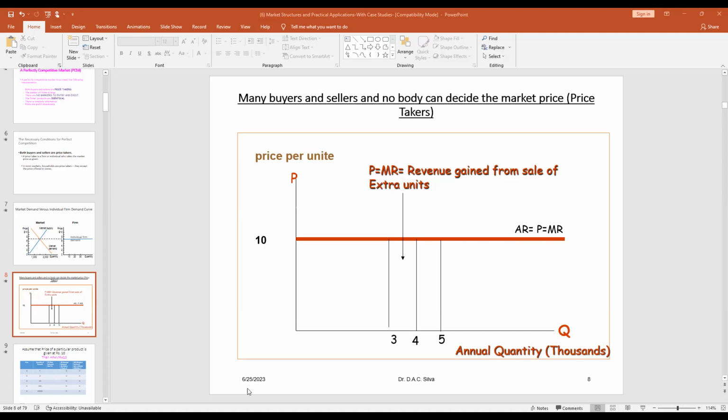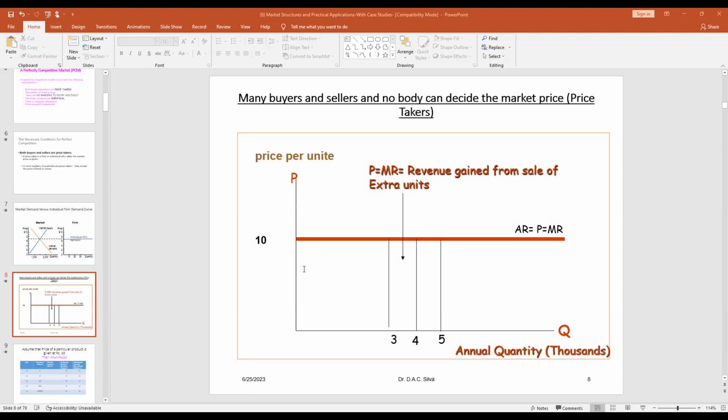What is total revenue at each quantity? 30, 40, 50. What is the average revenue? Average revenue at each price: 10. Okay, very good answer.